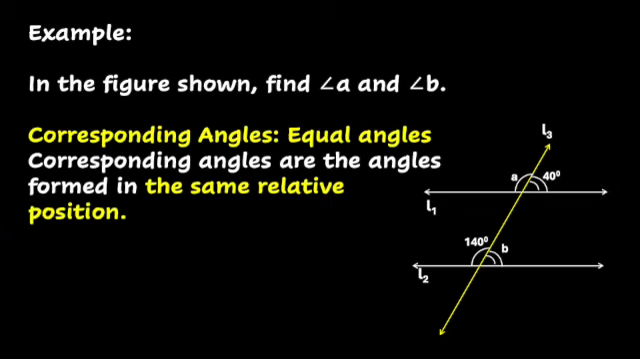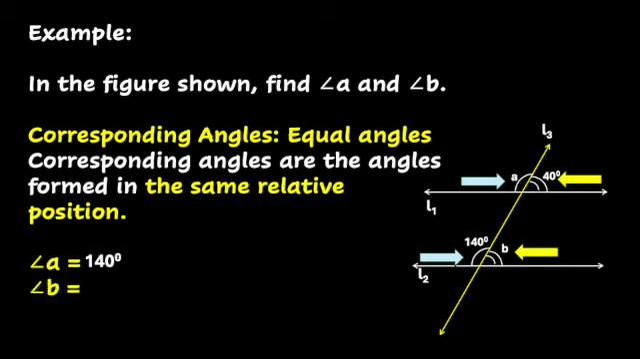So what are corresponding angles? These are the angles formed in the parallel lines that have the same relative position. So you can see here angle A and angle of 140 degrees, they have the same relative position. Have a look here. So we can easily write angle A equal to 140 degrees. In the same way, we can see angle B and angle 40 degrees. They are in the same relative position. So we can write angle B equal to 40 degrees.